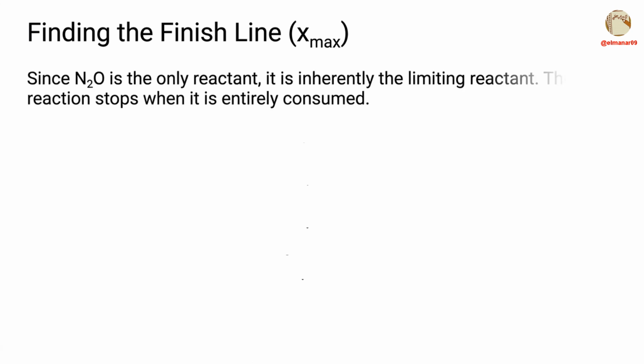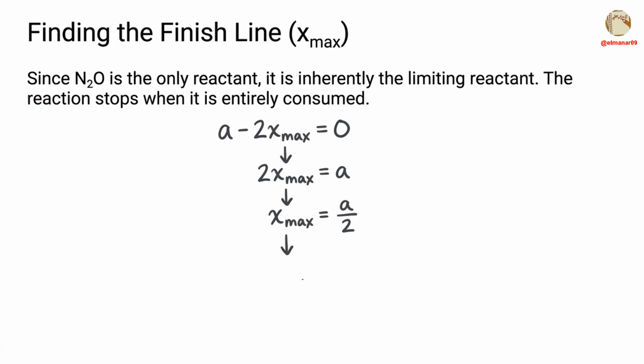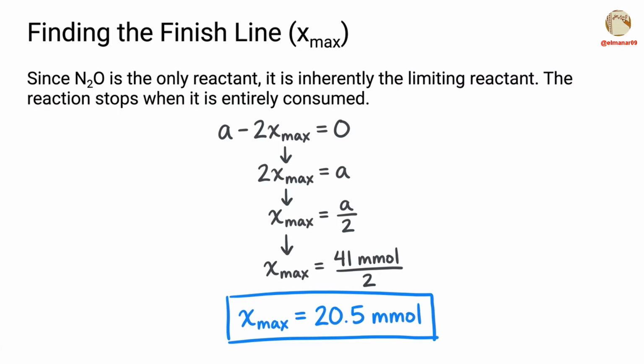Where is the finish line? Since N2O is our only reactant, the reaction stops the moment it's all used up. This is our limiting reactant logic. Mathematically, we look at the final amount of N2O from our table, A minus 2Xmax. We set this equal to 0 because that's when the reaction is done. By solving for Xmax, we find that Xmax equals A divided by 2. Since we found A to be 41 millimoles, Xmax is exactly half of that, 20.5 millimoles. This value is vital because it represents the maximum extent or progress our reaction can ever reach.